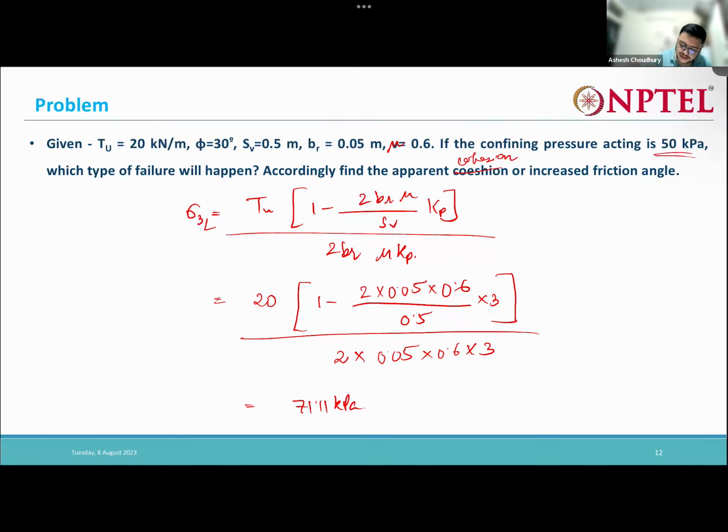Now the confining pressure acting in our testing conditions, where we are applying this, is very low confining pressure. In our test conditions, the confining pressure acting is 50. So 50 is less than 71.11. So which type of failure will happen here? Which type of failure is prevalent?